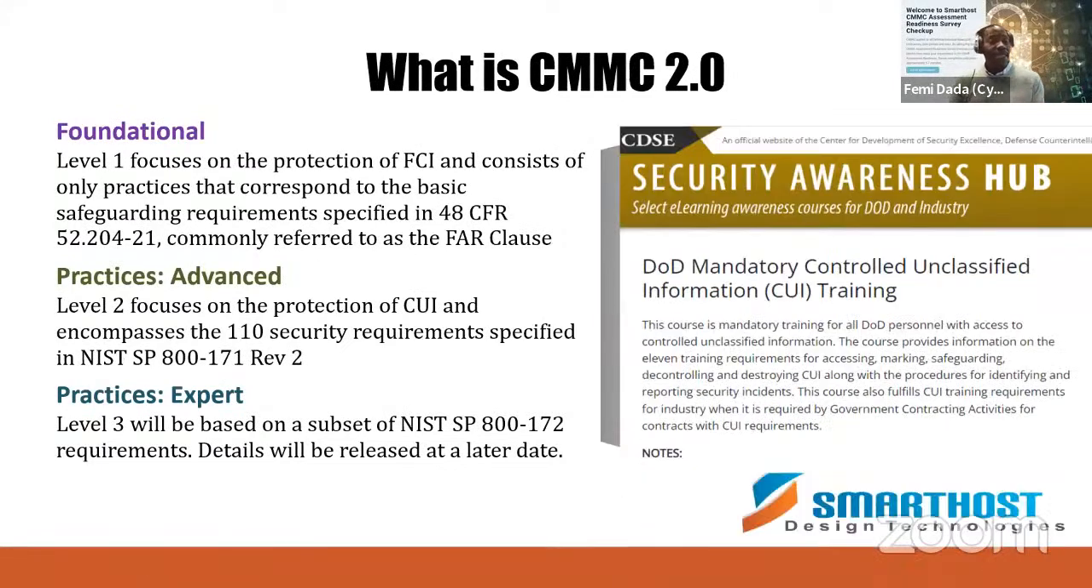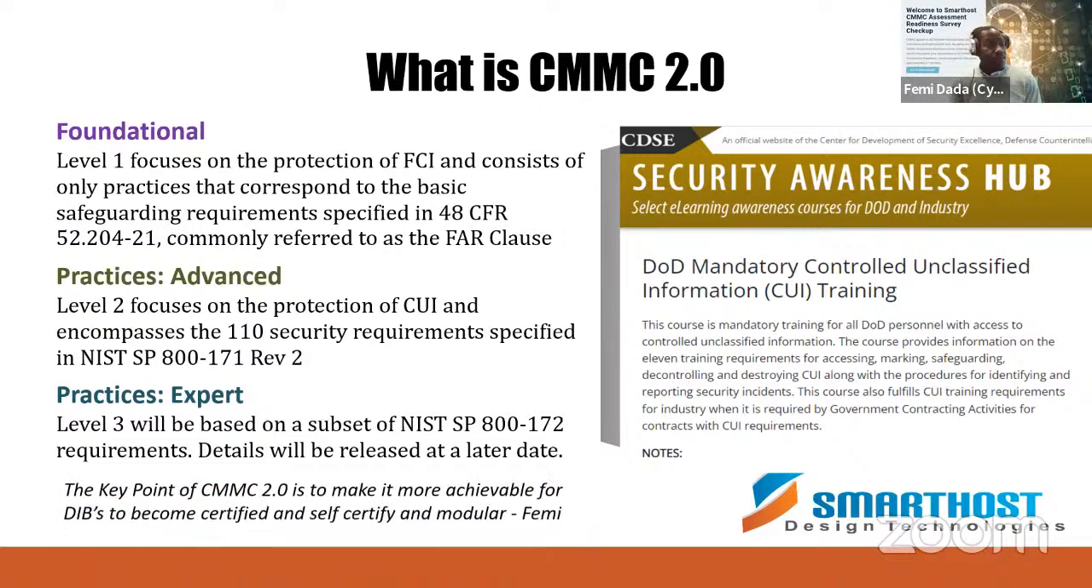So with that said, again, see the Center for Defense Security Education, they have a lot of information about CUI and training, and all this information that you can easily use to learn more about CUI if you're not familiar with what that is. So I just have a screen here in case you want to take a screenshot of this.